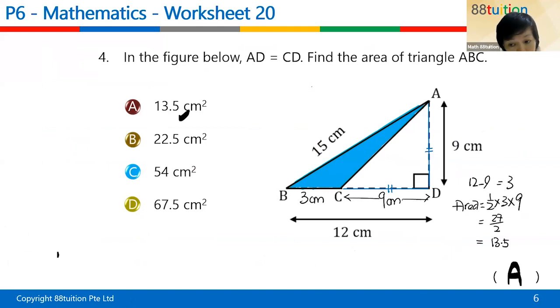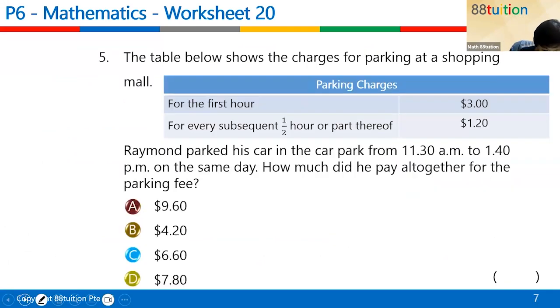Okay, next question. Let's take a look at number 5. Here, the mall shows the parking fees. So what you need to do is to find the hours where he parked from 11:30 a.m. to 1:40 p.m., which is on the same day. And he wants to find the total parking fee. So now you need to understand what the table given to you is. It is meant for the first hour only.